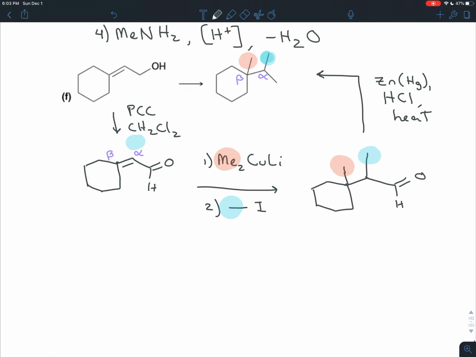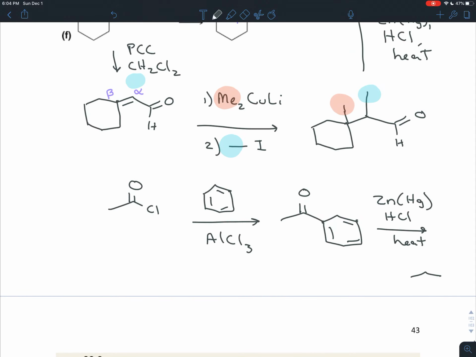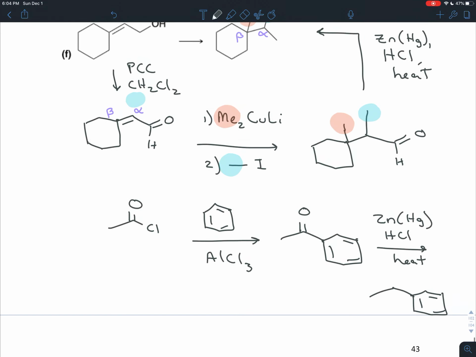The place we've seen that before is when you do Friedel-Crafts acylation. So if you had, for example, an acyl chloride and you wanted to add that onto benzene, and so you use an AlCl3 catalyst, you could put that onto benzene, and so that's a Friedel-Crafts acylation, and then you can get rid of that carbonyl by using this reduction, this zinc mercury amalgam in HCl and heat. That's where we've seen this before, and that would give you an alkyl group on your benzene ring.